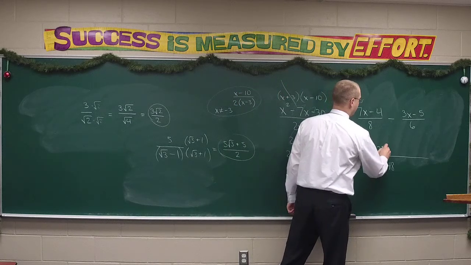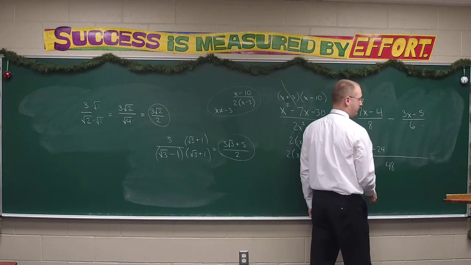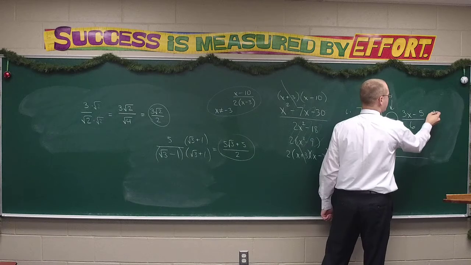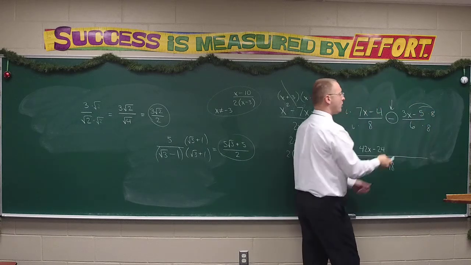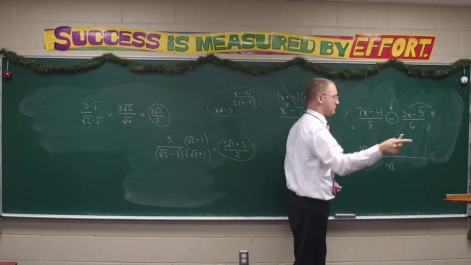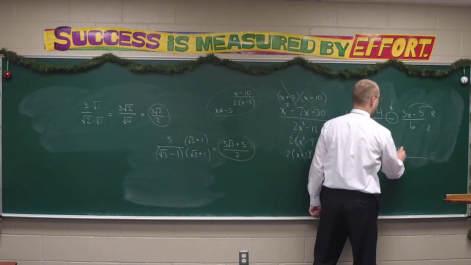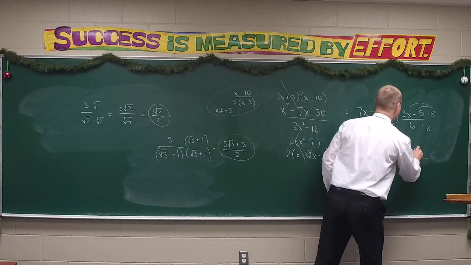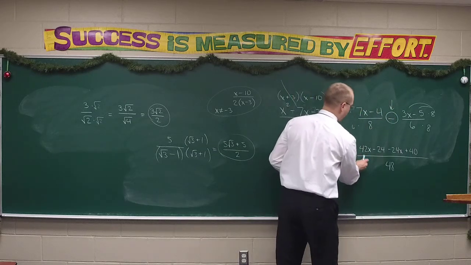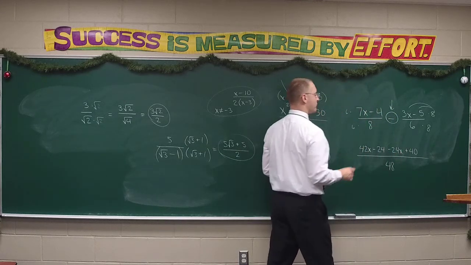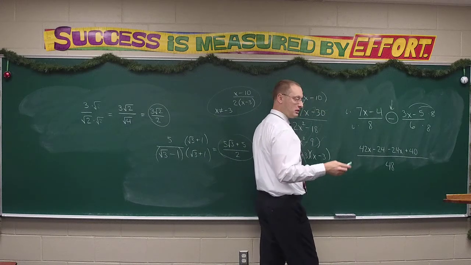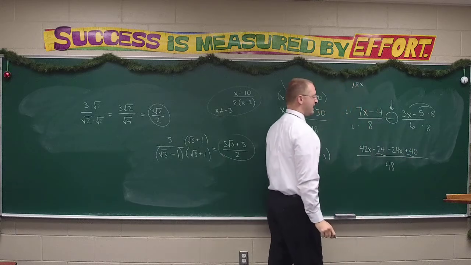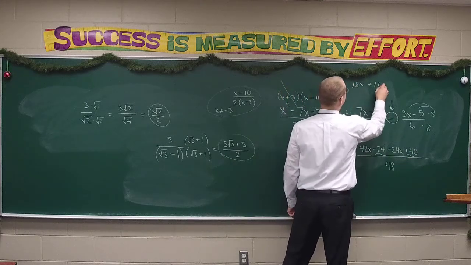42x minus 24. And then here, multiply top and bottom by 8. However, I want to keep in mind the negative here. So as we multiply the 8, or distribute the 8, making sure we apply the negative by changing some signs. Negative 24x plus 40. And so we'll combine some terms. We have a 42x combines with a negative 24x to get 18x. And we'll combine a negative 24 with a positive 40 to get 16, all over 48.